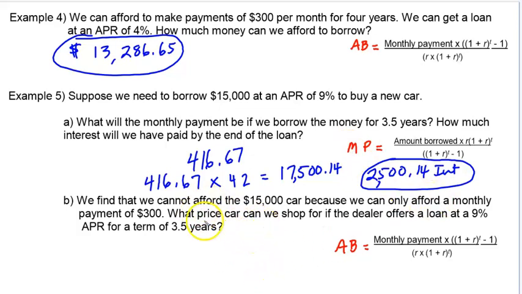Okay, well, letter B, we've realized we can't afford this much of a car. We are only able to make a monthly payment of $300, not the $416.67. So what price car are we looking for that will fit our monthly payment need? So here we are again using this amount borrowed formula. Your monthly payment is $300. T is still 42. R is still 0.09 divided by 12.